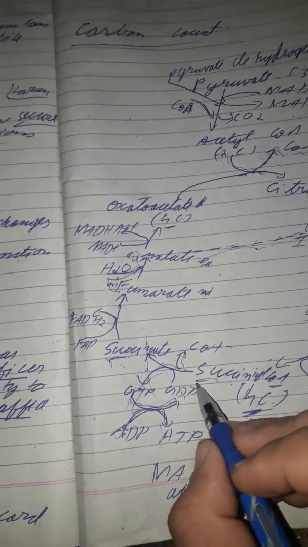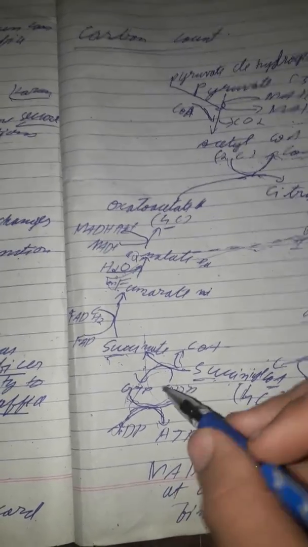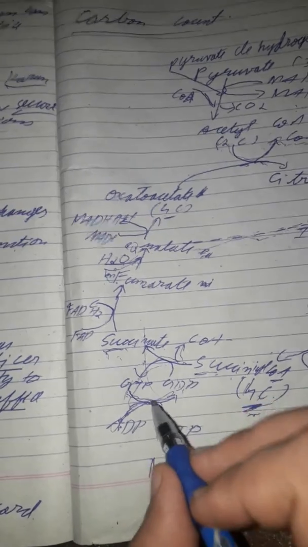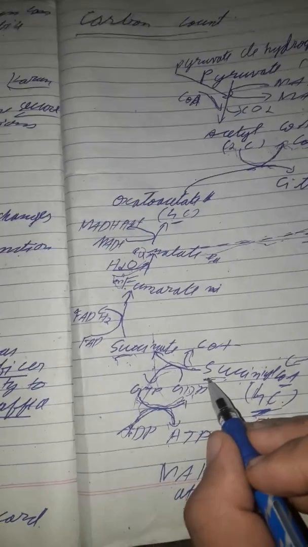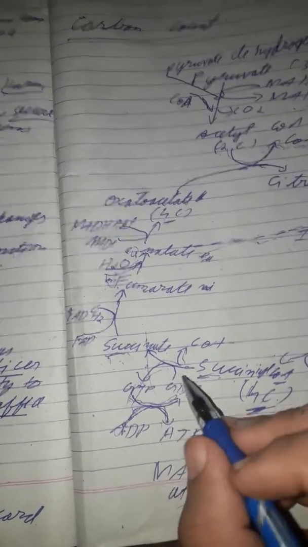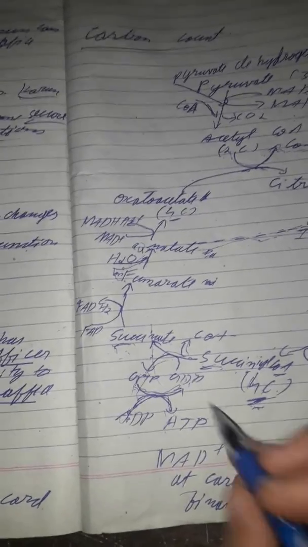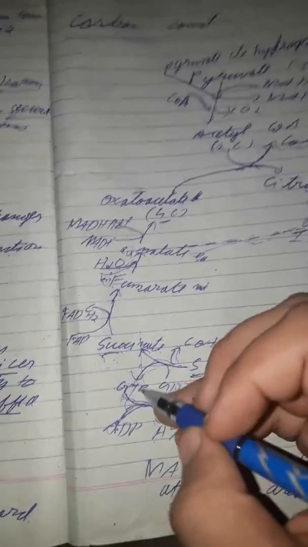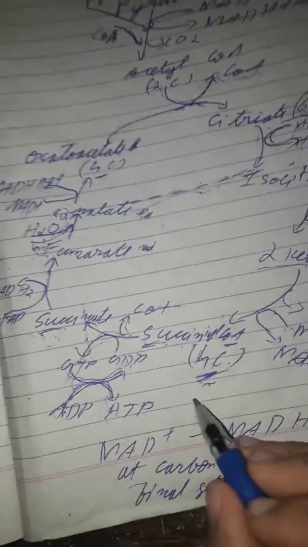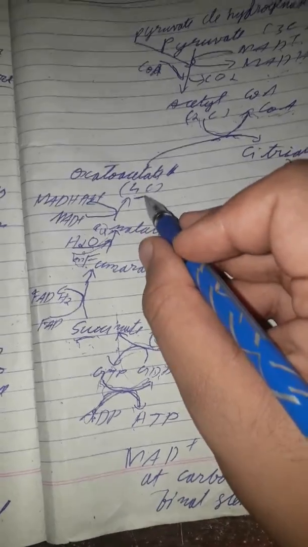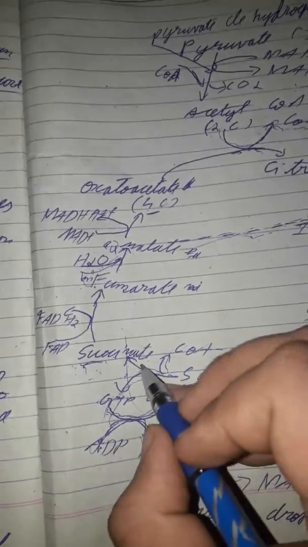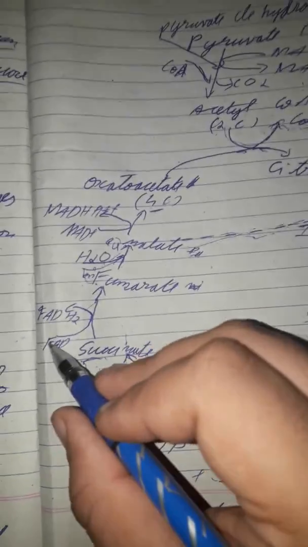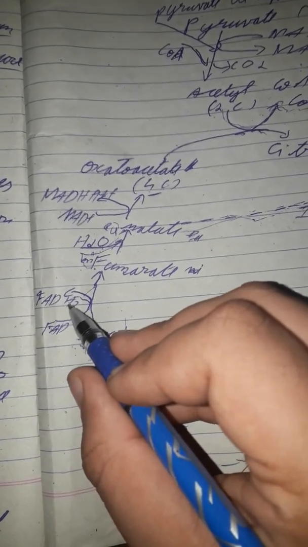Okay, how do you remember that only in this step it gets converted like this? Just remember the prefix sound "sa": where you hear the sound "sa", this step takes place. Okay, in the next step, from here all are 4 carbon molecules till oxaloacetate. Here this is also a 4 carbon molecule, and in the next step FAD is converted into FADH2.